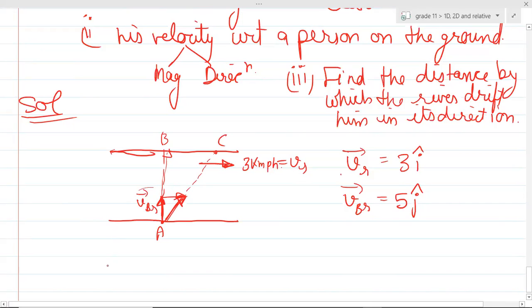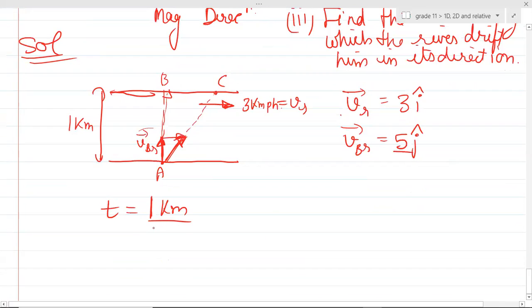So now we know the time taken will be equal to what? The width of the river was given as 1 kilometer. So the time taken will be 1 kilometer divided by the speed in this direction, 5. So 1 divided by 5 hour, which is 1 by 5 hour. And what is 1 by 5 hour? I think it's 12 minutes. What about the sideward drift? The sideward drift will be asked next.